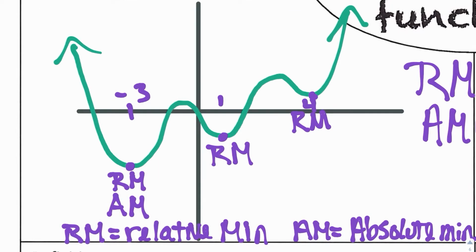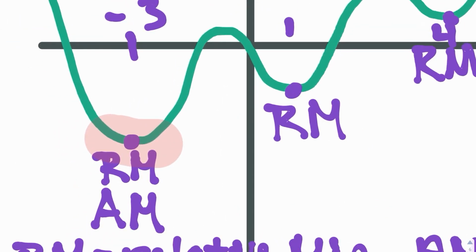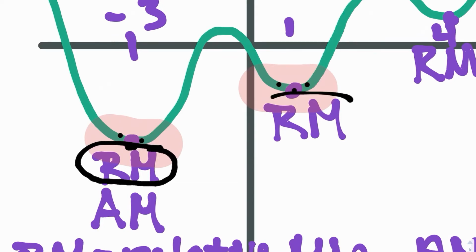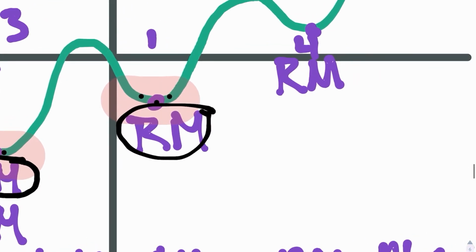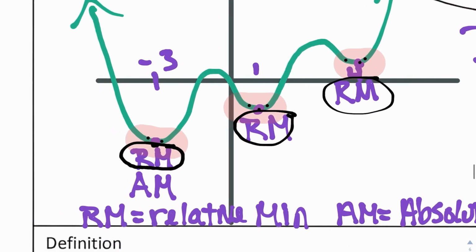So we have this function, and right here I see a spot that is lower than the points directly on either side of it, right? So it's lower than the two points directly next to it. So that makes it a relative minimum. Same thing over here. This point happens to be lower than the points directly on either side of it, so it's another relative minimum. And same idea here. This point is lower than the points directly on either side of it, so it's a relative minimum again. When I look at that graph as a whole, the lowest point we have altogether is over here, and so that would be your absolute minimum.